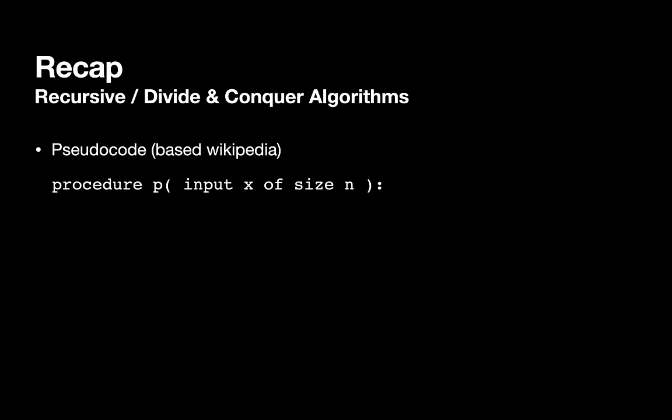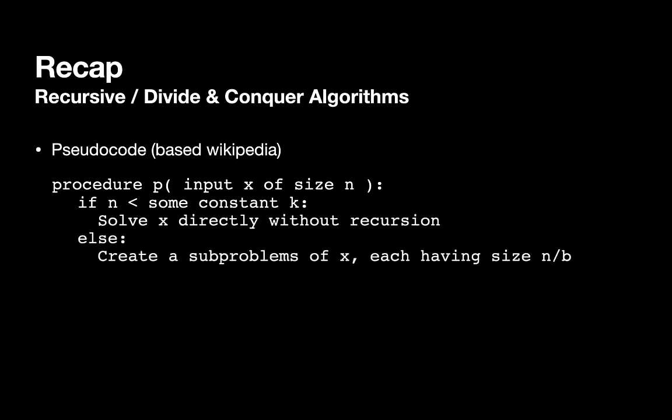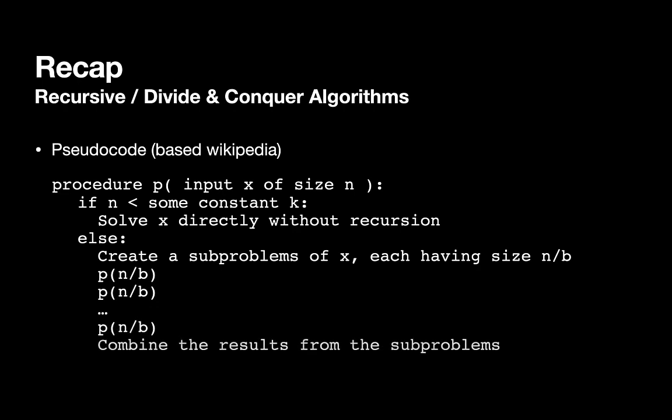It takes input x of size n, and it does some work to determine if there's a base case and possibly solves the base case. Otherwise, it creates subproblems with a smaller size, n over b. And then it recursively calls itself multiple times to solve those subproblems. Then maybe it does some work to combine together the results of those subproblems.